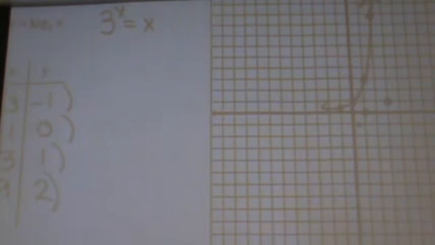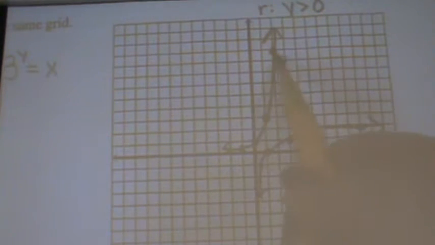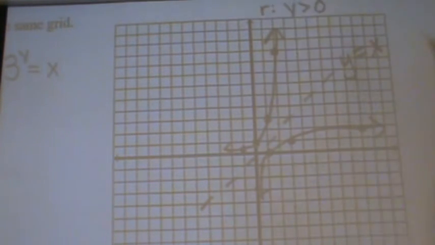So how do you graph? Let's check this graph out. Over a third, down 1. 1, 0. 3, 1. And 9, 2. Check this out. Each of these points is the inverse. This thing is a reflection over the line y equals x.